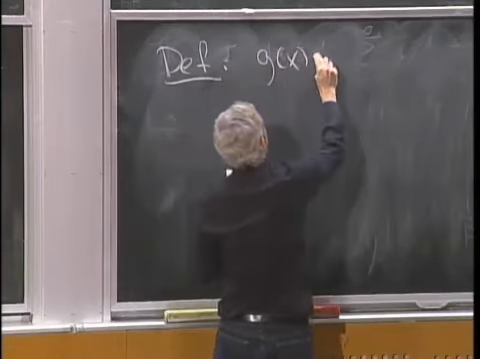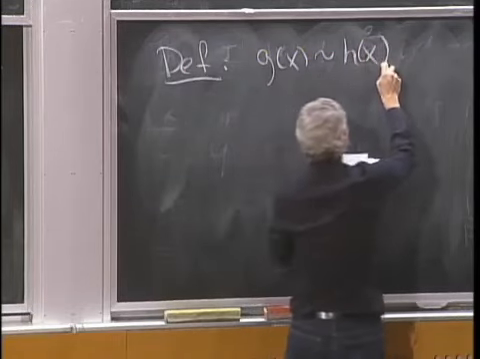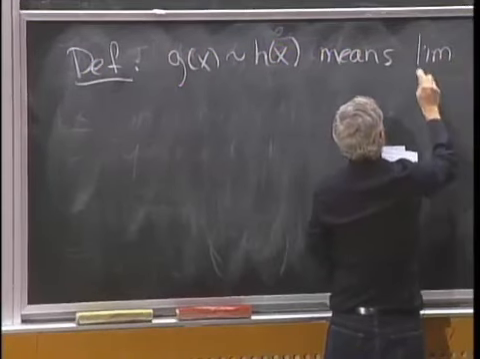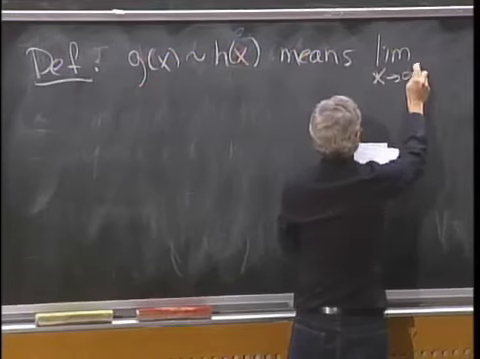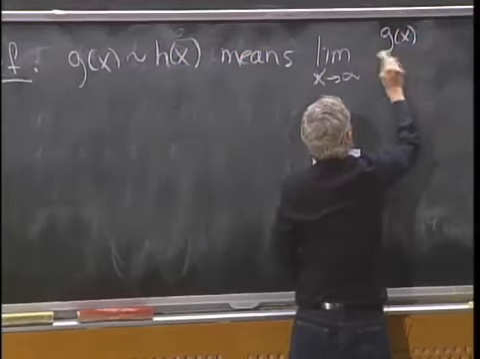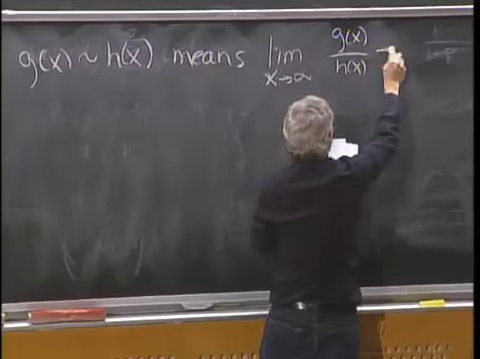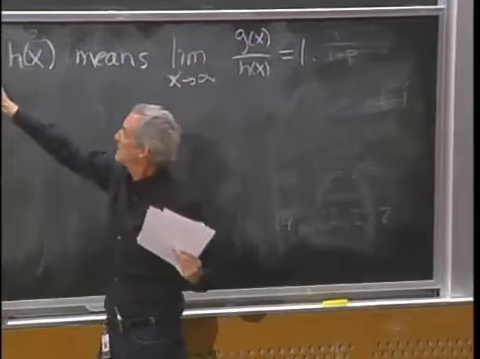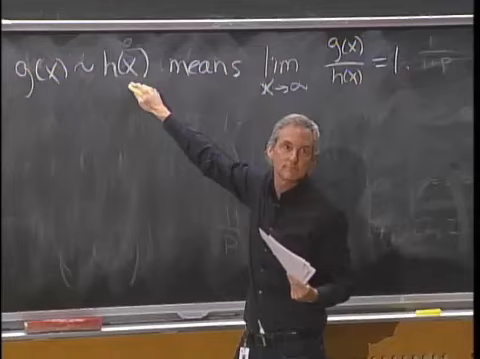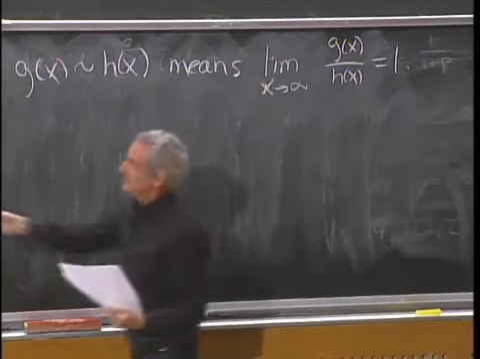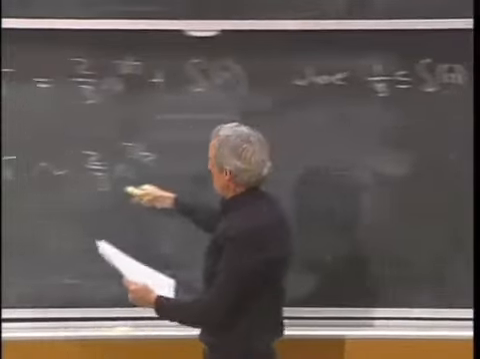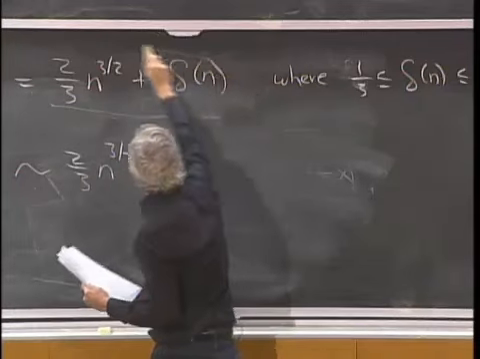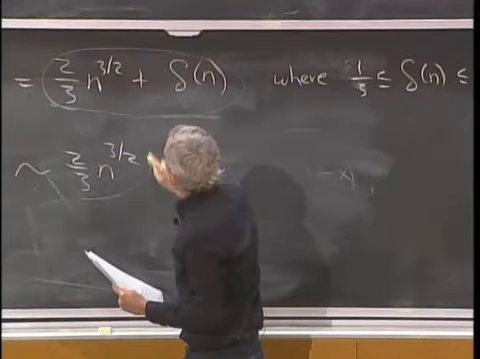A function g of x is tilde a function h of x means that the limit as x goes to infinity of g over h is 1. In other words, as x gets big, the ratio of these guys becomes 1. All right, and let's see if that's true here. Well, the sum of square roots equals this, so I need to show the limit of this over that is 1.